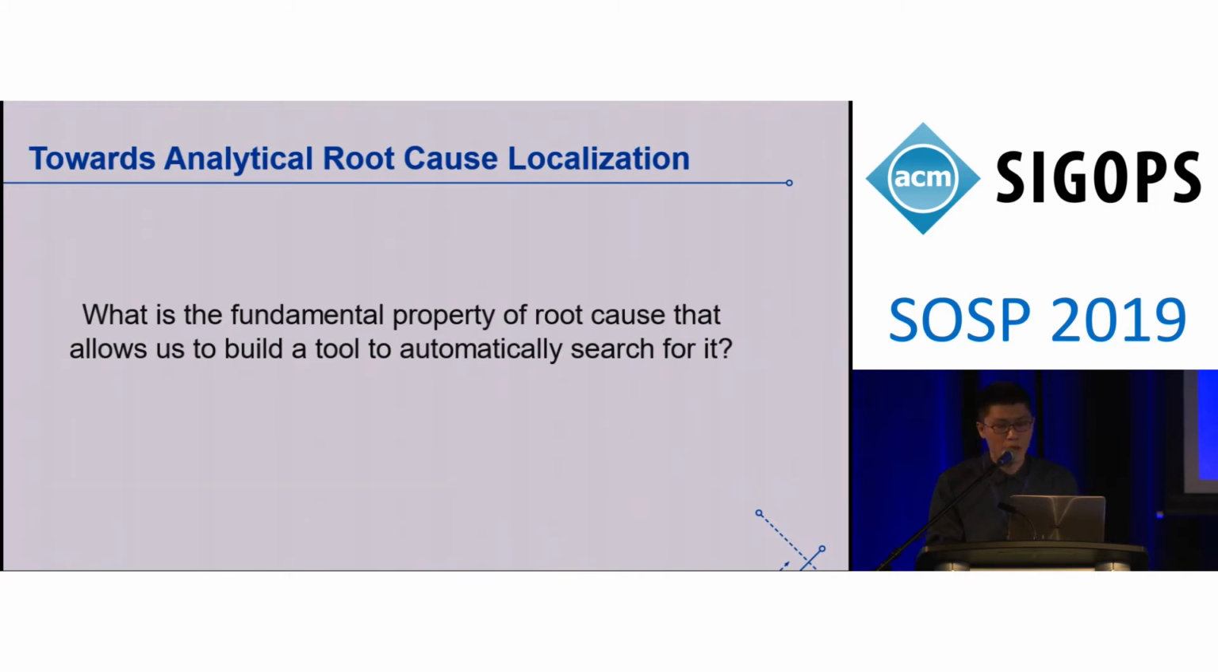And in this work, we develop an analytical approach that systematically searches for the root cause. The key question we ask ourselves is, what is the fundamental property of root cause that allows us to build a tool to automatically search for it? And this is not an easy question. In the next few slides, I'm going to talk about the reasoning steps that eventually lead to an answer.